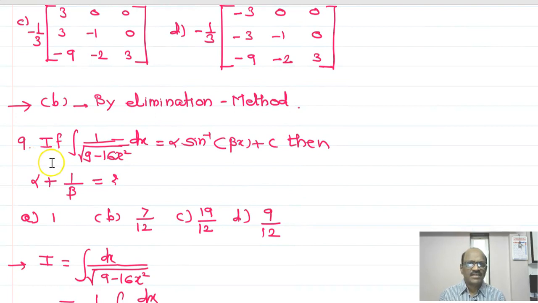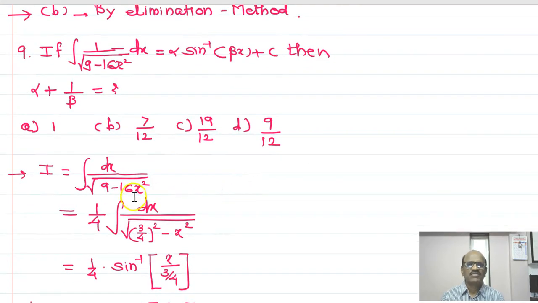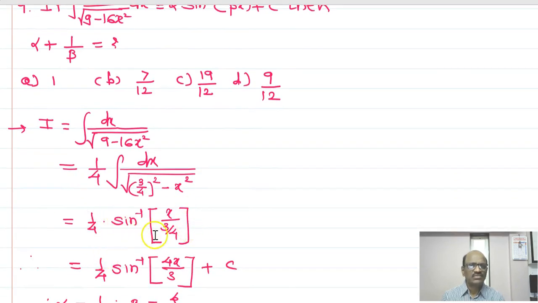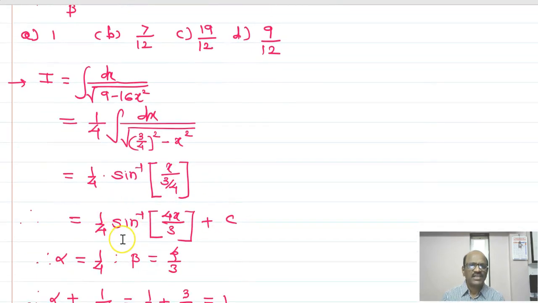Next, if the integral of dx upon the square root of 9 minus 16x square equals alpha sine inverse of bracket bx plus c, then find the value of alpha plus beta. To solve this example, to make the coefficient of x square 1, take 16 as common, it becomes 9 upon 16, and write here 3 by 4 bracket square minus x square, and this equals 1 by 4. The value is 1 by 4 sine inverse of x upon a plus c, that is 1 upon 4 sine inverse of 4x upon 3 plus c.